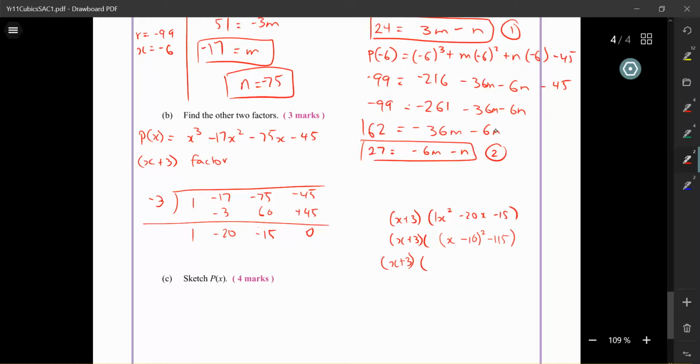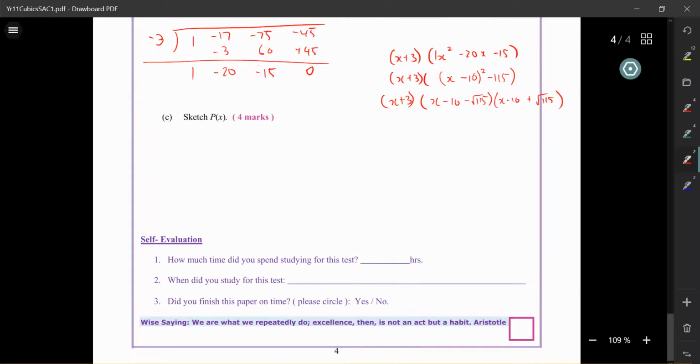using difference of perfect squares now, you got x minus 10 minus root of 115, which I'm not even sure if you can do that. Root of 115. No, I don't think so. Root of 115 versus x minus 10 plus root of 115. Okay. There's my other two factors.